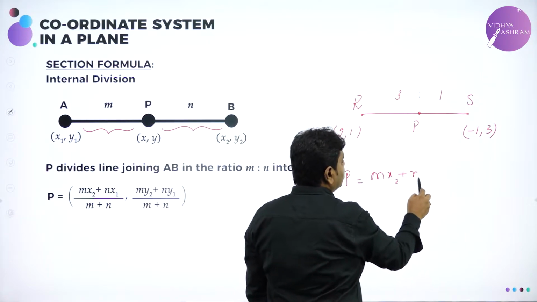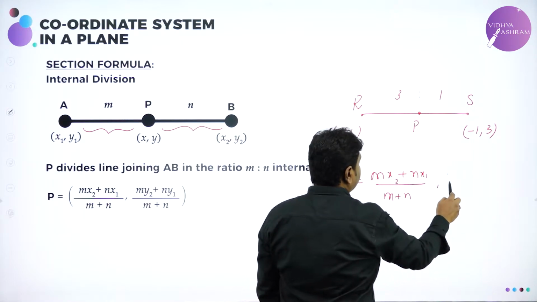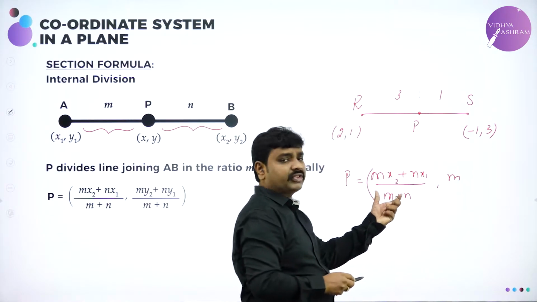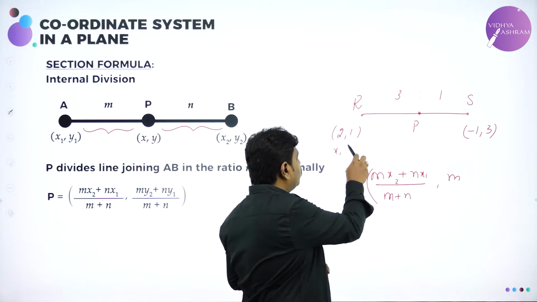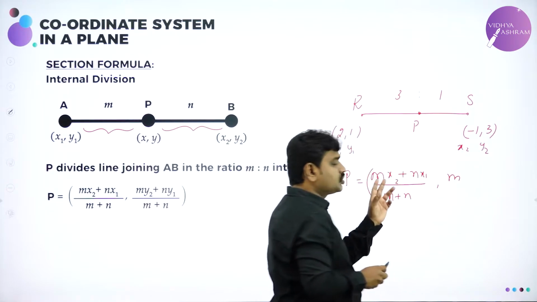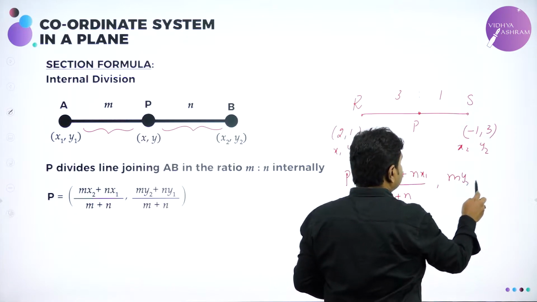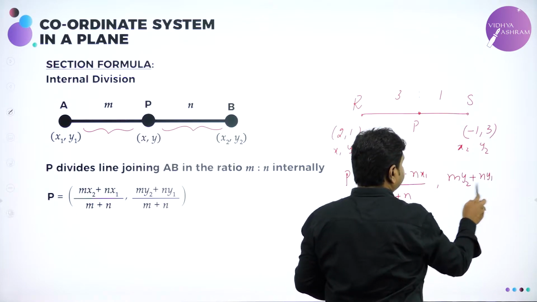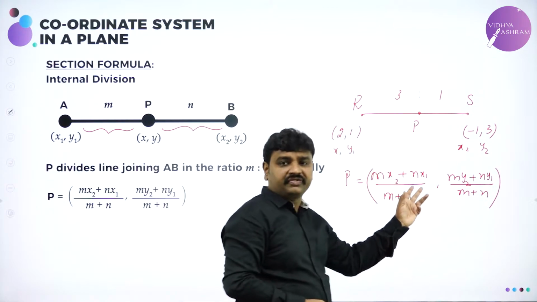mx2 plus nx1 divided by m plus n, and my x coordinate is made up of x coordinates of both the points. The first point we call it as x1 y1 and the second point we call it as x2 y2. So now mx2 plus nx1 by m plus n, then similarly my2 plus ny1 by m plus n. So now I got the point of division. This is a point of division.